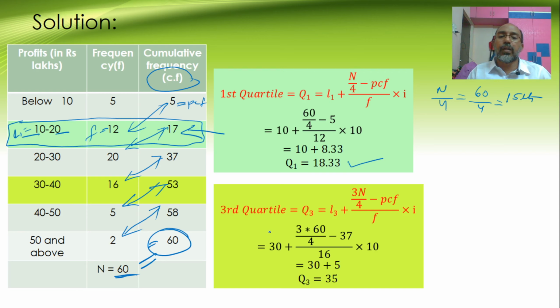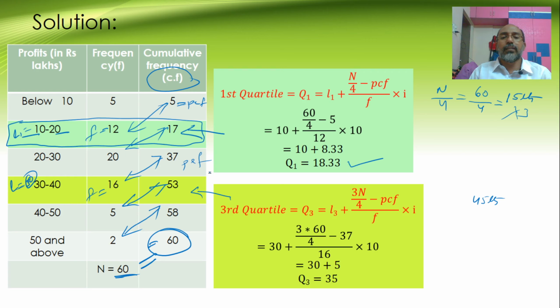In the same way quartile 3, this is the yellow color. Quartile 3 is identified by 3 by 4th n, so you will get the 45th term. Simply take 3 times the 15th value, and in that way you can easily calculate. L3 is 30 in this class, and likewise F and PCF you will get here.